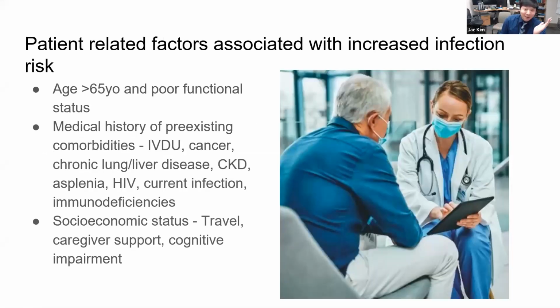Patient-related factors associated with increased infection risk: age greater than 65 and poor functional status, medical history, pre-existing comorbidities, including IV drug use, cancer, chronic lung, liver, kidney disease, asplenia, HIV, current infection, immunodeficiencies, and even socioeconomic status. Can they travel and make it to the appointments? Do they have enough caregiver support, or do they have cognitive impairment? Now, some of these might even determine whether or not we get the biopsy in the first place. And the consideration of these factors seems to be universal on all three sites. So good job, guys.